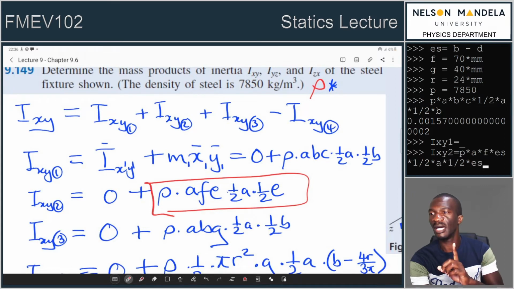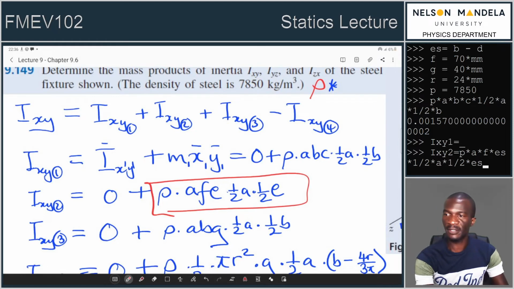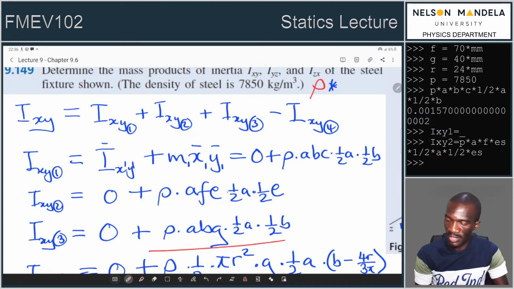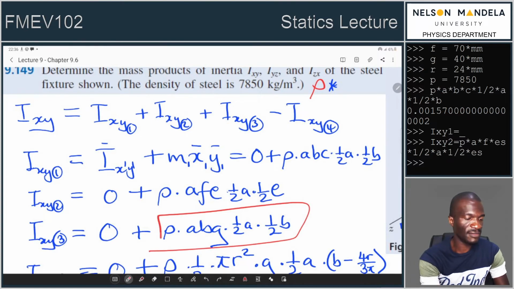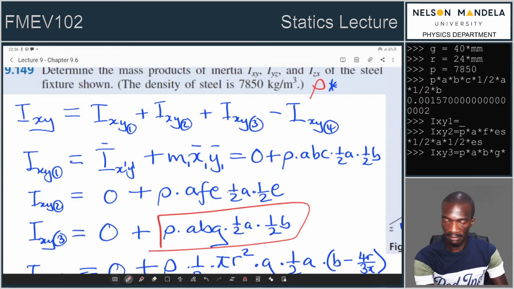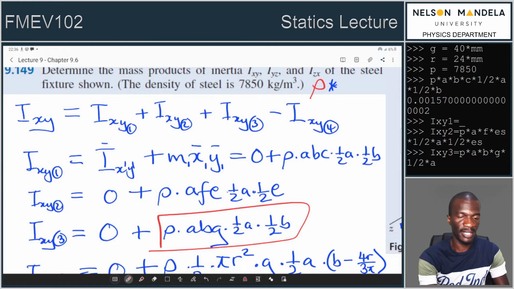P times AFE multiplied by half of A, then multiplied by half of E. So we're happy, we're done. Next, we are on PABG. So that's for our Ixy3. This is equal to P multiplied by ABG multiplied by a half of A, then multiplied by a half of B.